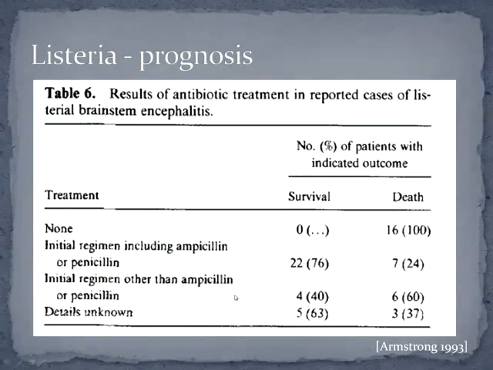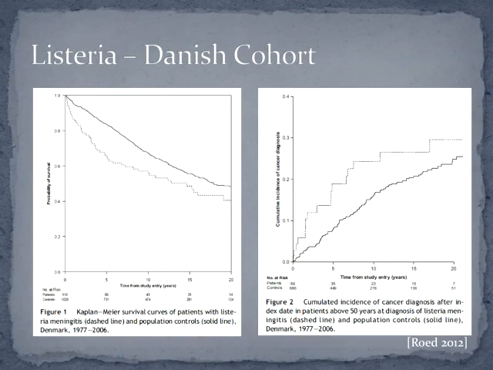If they were treated just with empiric antibiotic coverage but didn't include ampicillin, then the survival rate you see is 40%. So there's some benefit, but clearly still a significant mortality rate. So it's important to think of that and add that antibiotic when there's any potential of listeria.